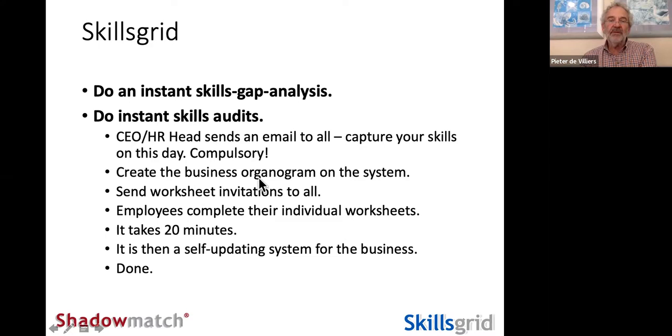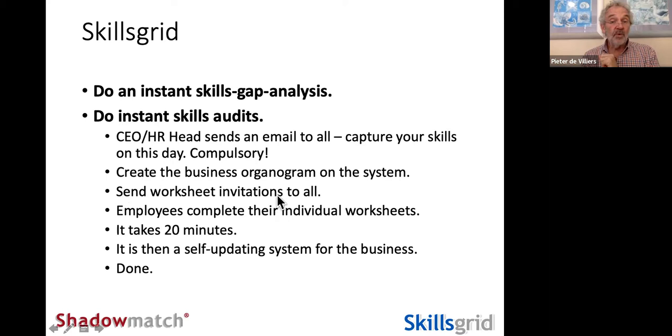Then create the business organogram on the system. From a Shadowmatch perspective, the company can send us the organogram. We, in the back end, import the organogram into the system, and all the departments, sub-departments and sections are created instantly. Obviously, don't send us the organogram of a coffee shop around the corner, because to create that is easy. You just click on create and create a new entity or a subdivision of an entity. But for big organizations, we can do it instantly.